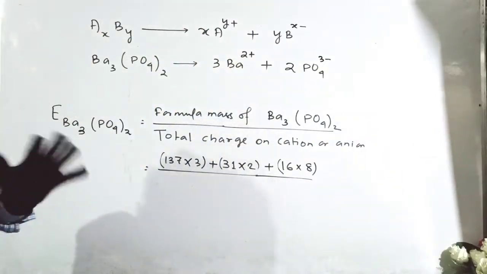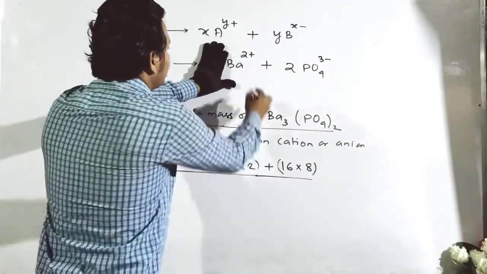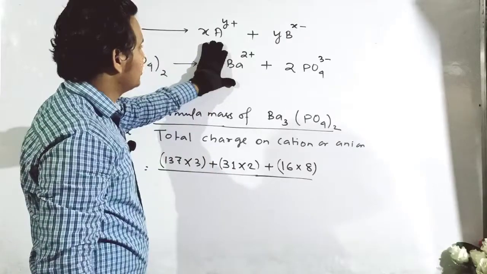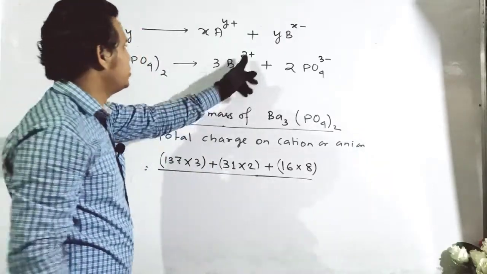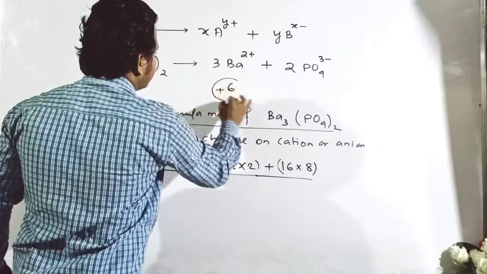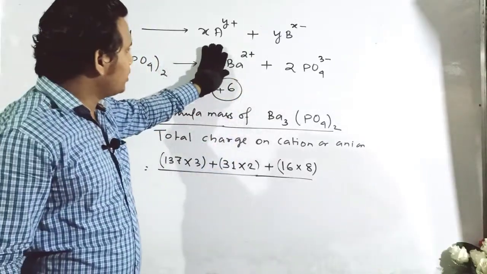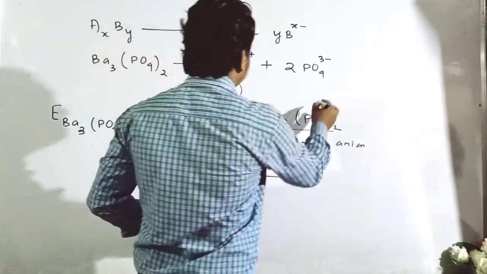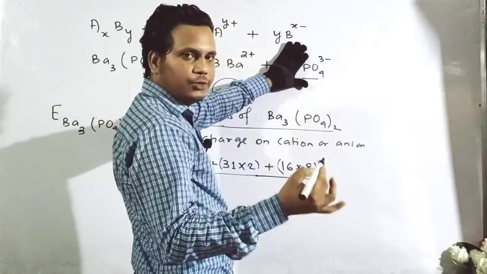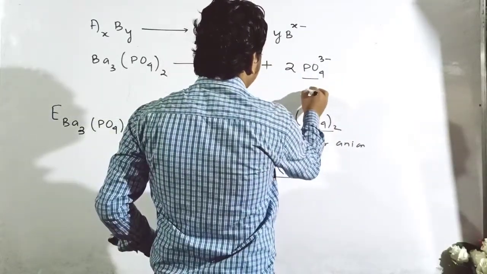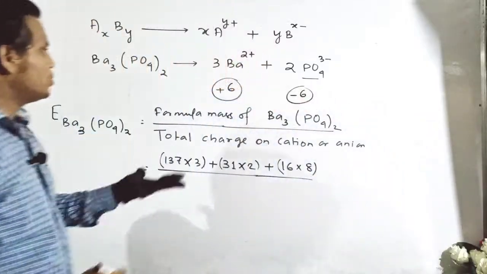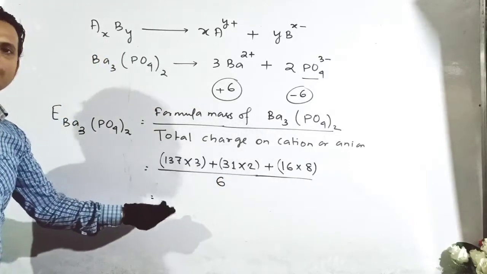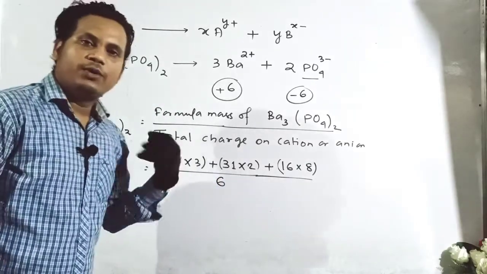What is the total charge on cation? 1 barium contains 2 positive. How many barium? 3. So 3 times 2 is 6. So here total plus 6 charge is there. Same, 1 phosphate contains 3 negative, so 2 phosphate contain 6 negative. So what is the total charge on cation or anion? That is 6. Then now you can simplify, whatever we get, that will be our answer.